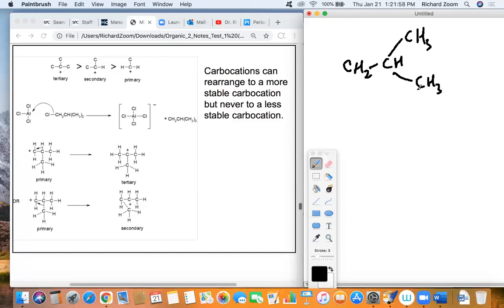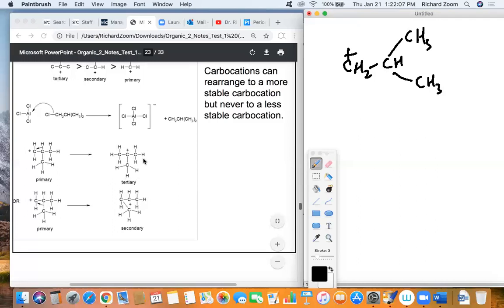So you can see that if we were to move this hydrogen over, and you can see I've got the diagram here, you'd end up with a tertiary C plus, which would be fine. Or if we move the methyl over, we can do that too. Then we can end up with a secondary C plus.